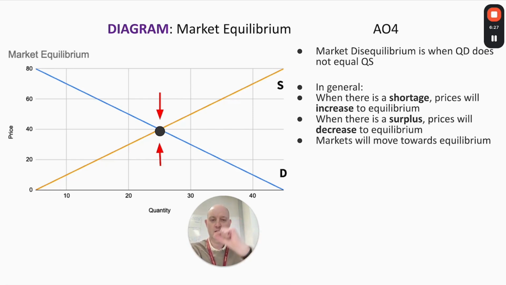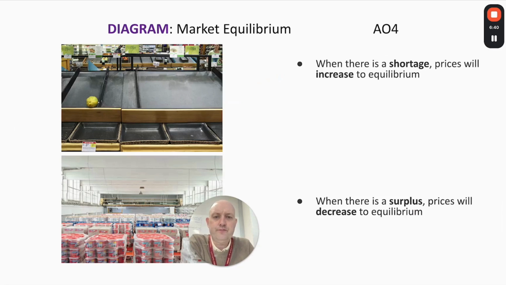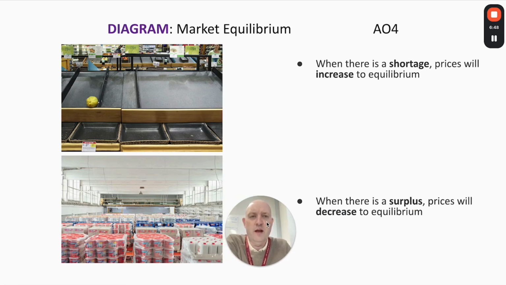So we've got a price here. In general, prices will go up or prices will go down until we get back to equilibrium. So just to summarize, shortage, prices will increase; surplus, prices will decrease. So just before I move on to show how we get a change in equilibrium, just to put that into a bit more of a real life example.